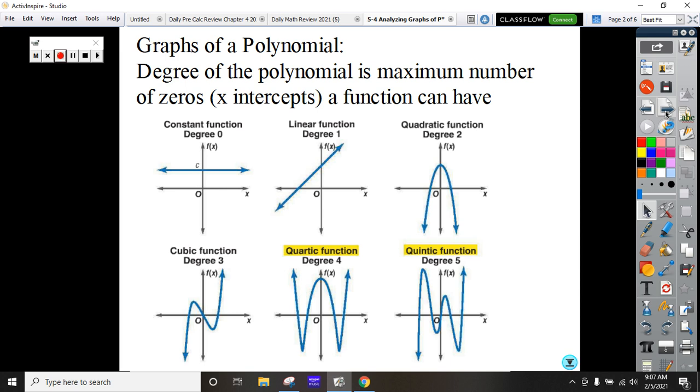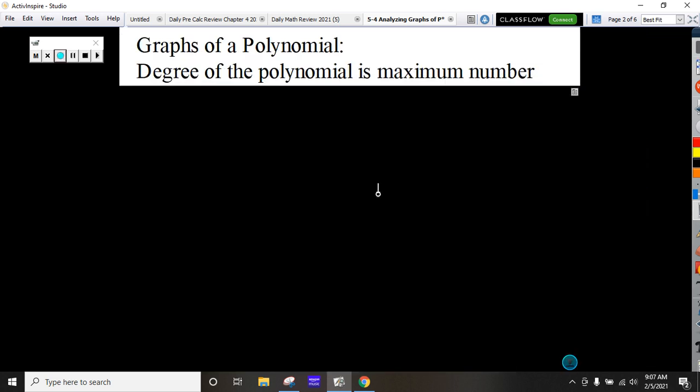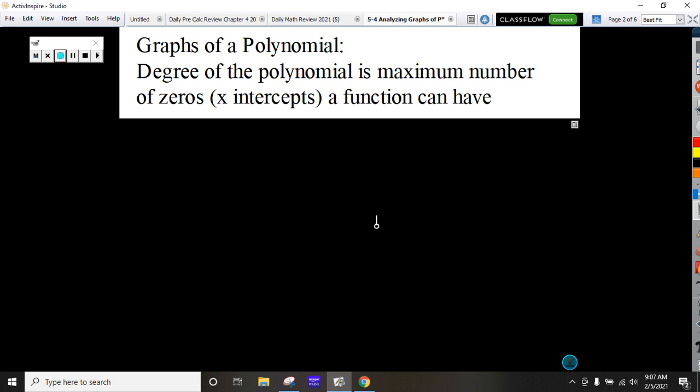So first of all, this just gives you a general idea of what each graph could potentially look like. Again, they don't necessarily have to look like these. And then up here at the top, I'm going to narrow down the screen for a second. The degree of the polynomial is actually the maximum number of zeros that you can have.